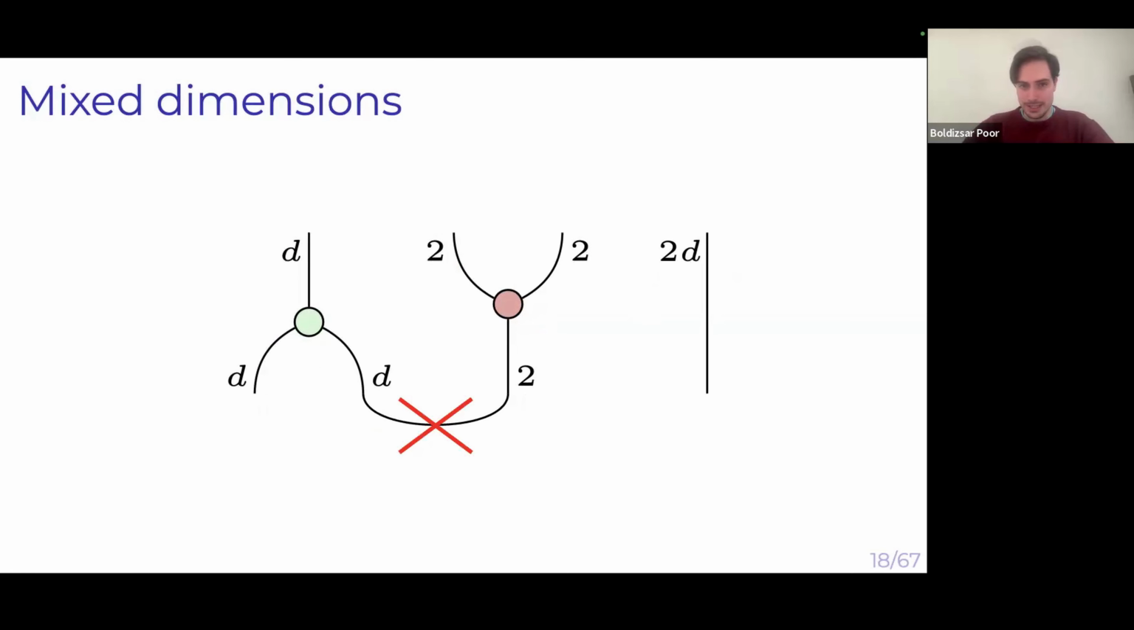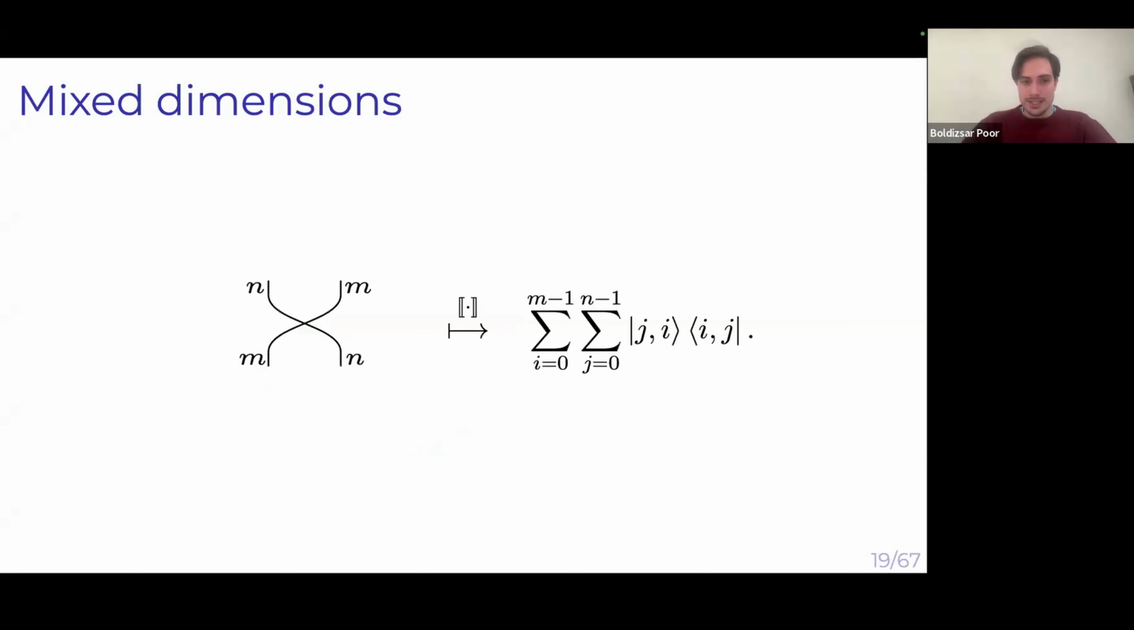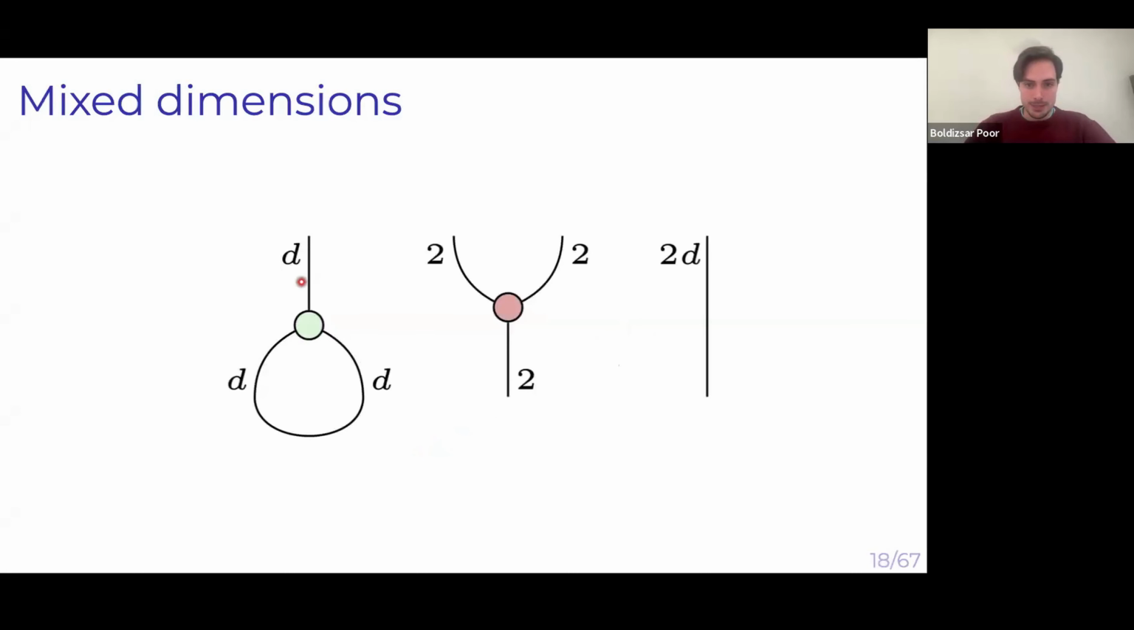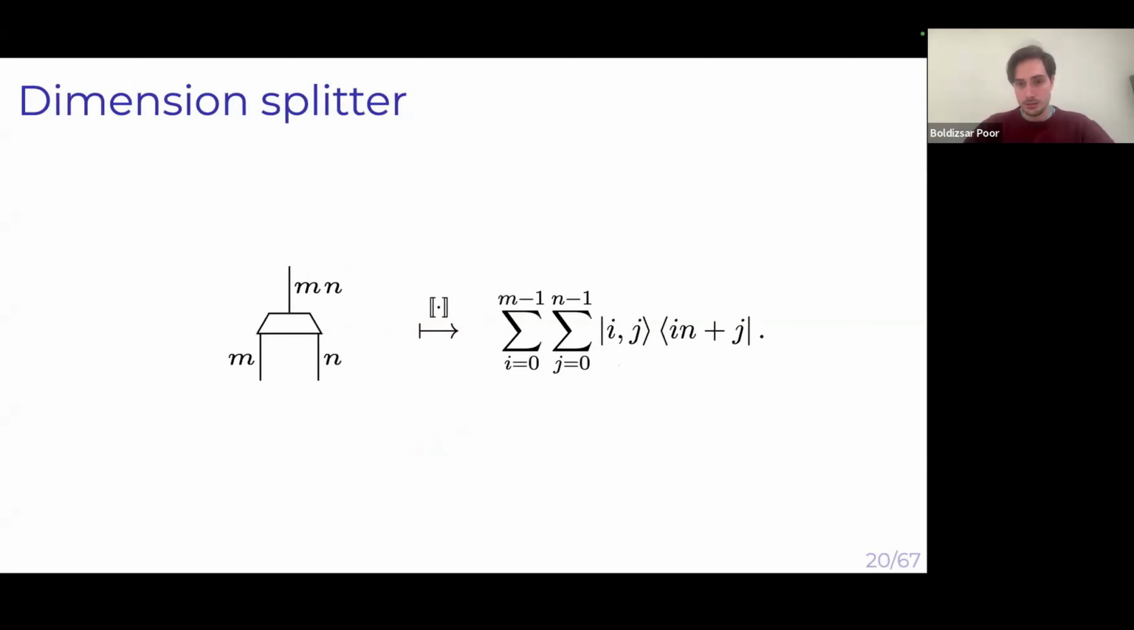And we can't connect wires that have different dimensions. So here, 2 and d-dimensional wires cannot be connected. But if we want to connect something, then we can connect those that have the same dimension. So for example, the 2 outputs of the Z spider could be connected. What else can we do? We can swap these dimensions. So this is simply one of our generators, the swap. And then the more interesting one is this dimension splitter.